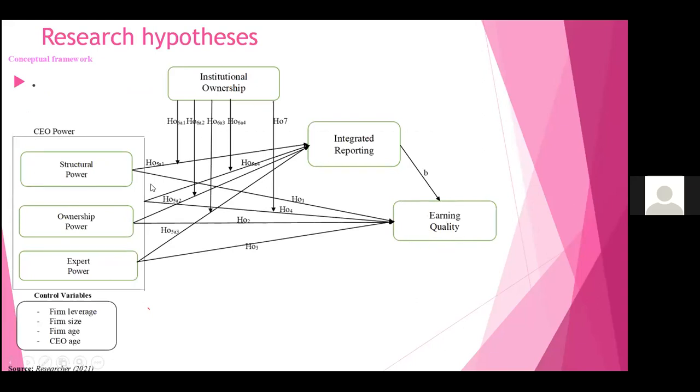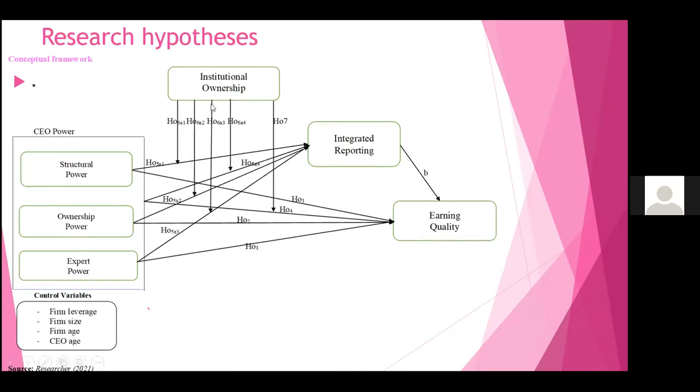Then I also look at another objective, CEO power and integrated reporting, because for this to be a mediator, there has to be a relationship between the CEO power and integrated reporting itself, and also between integrated reporting and earnings quality. Then I'll look at ownership power and integrated reporting. Then I do the expert power and integrated reporting.